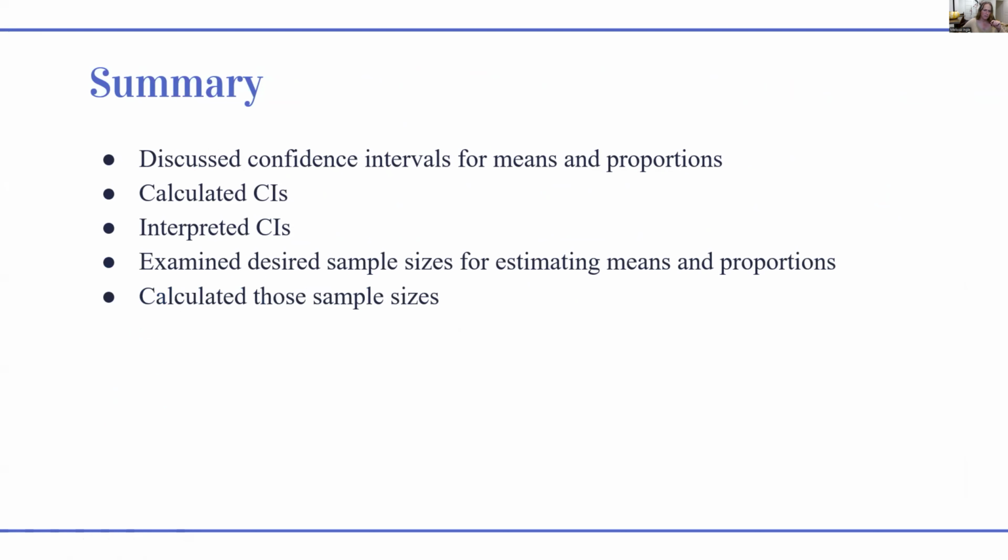So we talked about the confidence intervals for the means and the proportions. We calculated some confidence intervals. We hopefully interpreted them. And we looked at how many sample sizes you need to get a mean within a certain margin of error, and we calculated those.